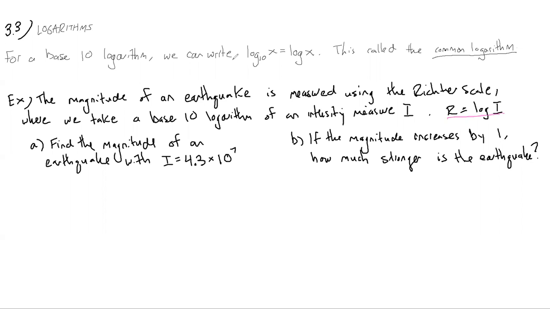So for the first question, it's going to be pretty straightforward. Find the magnitude of an earthquake with I equals 4.3 times 10 to the 7. So then essentially what we're doing is just plugging that I into the formula. So I'll have R equals log of 4.3 times 10 to the 7. We'll have ways to clean that up a little bit better later, but for now, I'm just going to plug in that 4.3 times 10 to the 7.